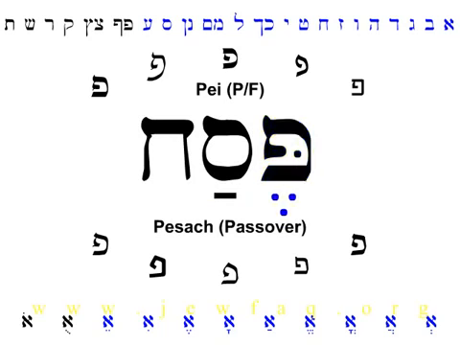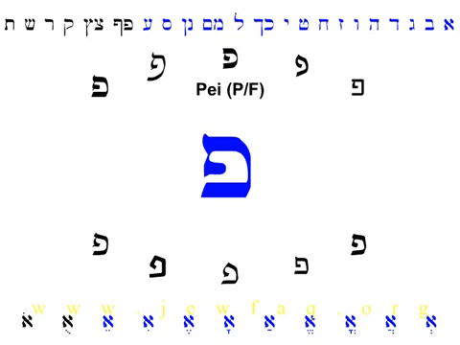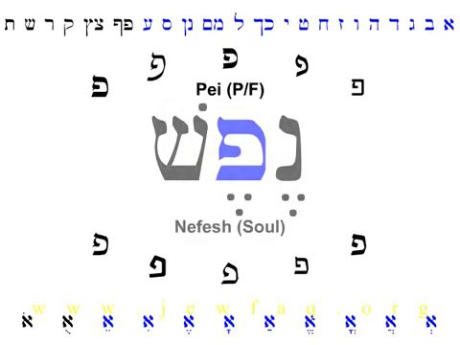Pe is the first letter in the word Pesach, the Hebrew name of the Passover holiday. Pe, segol, samech, patach, and chet. Pe, sach, Pesach. Pe without the dot, which makes the F sound, is sometimes called fe. It doesn't usually appear at the beginning of a word, but it appears in the middle of the word nefesh, which means soul.